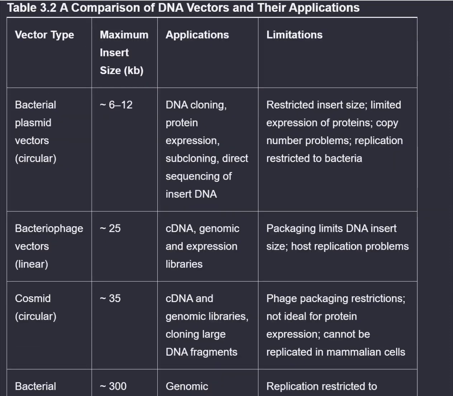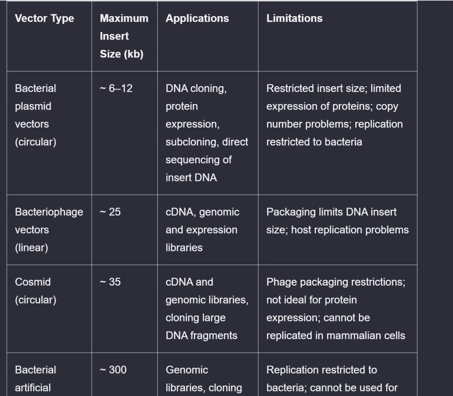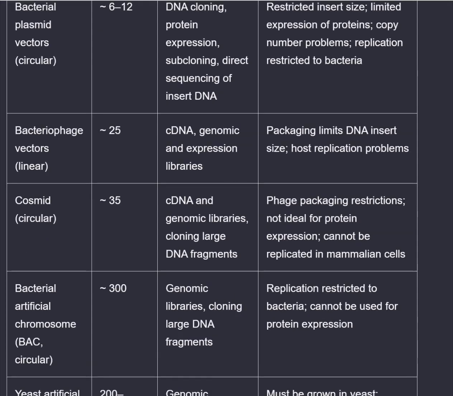Table 3.2 A comparison of DNA vectors and their applications. Vector type, maximum insert size in kb, applications, limitations. Bacterial plasmid vectors, circular: 6 to 12 kb. Applications: DNA cloning, protein expression, subcloning, direct sequencing of insert DNA. Limitations: restricted insert size, limited expression of proteins, copy number problems, replication restricted to bacteria.